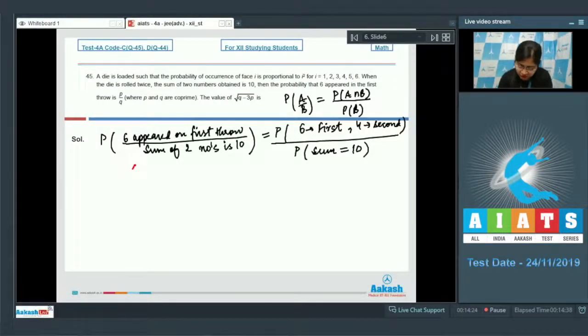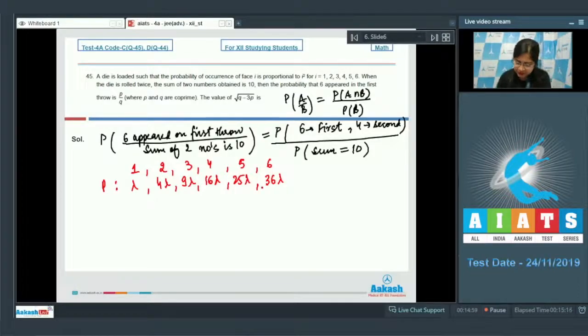Now the probability of occurrence of 1 is proportional to 1 square. Probability of 2 is proportional to 2 square, that is proportional to 4. Similarly for 3 it is proportional to 9, 4 is proportional to 16, 5 is proportional to 25, 6 is proportional to 36. So this is the probability. The sum of these values should be equal to 1.